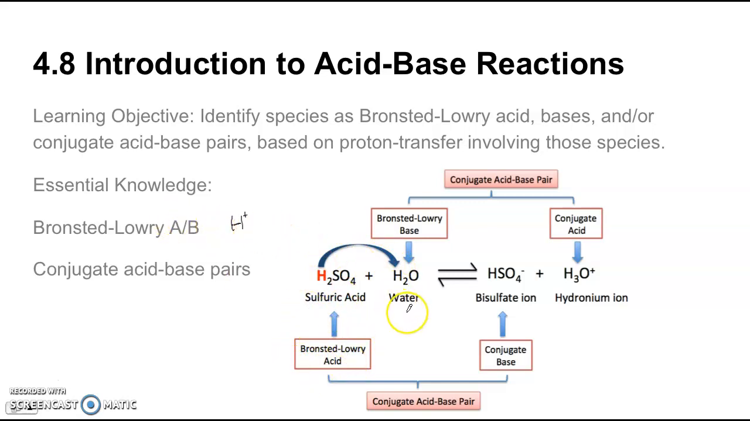And then the base is defined as a hydrogen ion or proton acceptor. So in this case, water is your Bronsted-Lowry base because it's accepting that hydrogen ion from sulfuric acid. And then after that hydrogen ion is transferred, whatever is remaining for the acid is called the conjugate base. So the acid turns into the conjugate base, and your base turns into the conjugate acid. So if you were asked what are the Bronsted-Lowry acids for this reaction, you would say sulfuric acid and the hydronium ion.